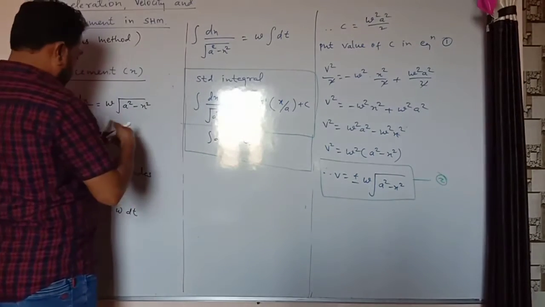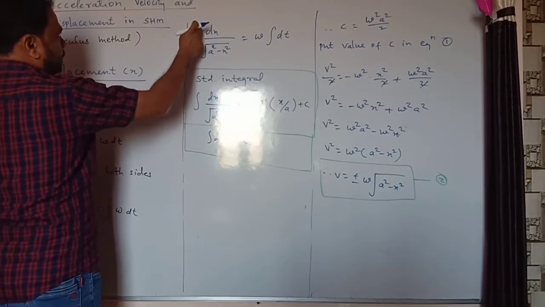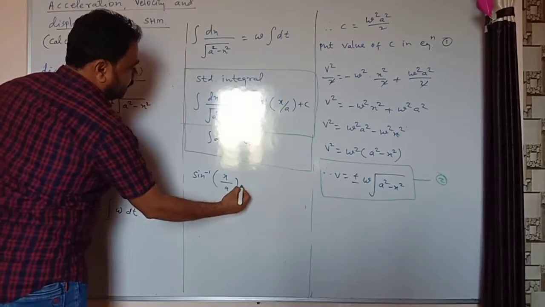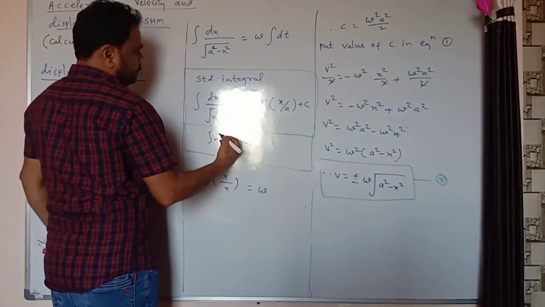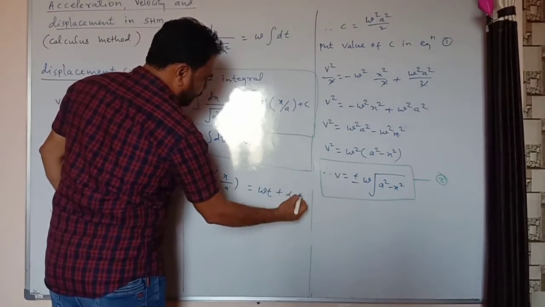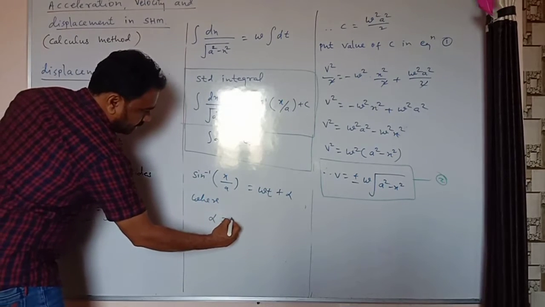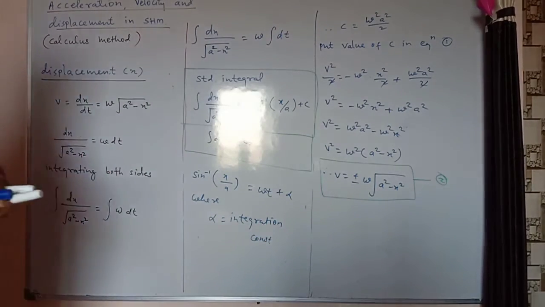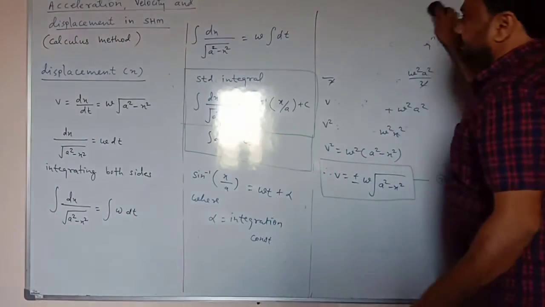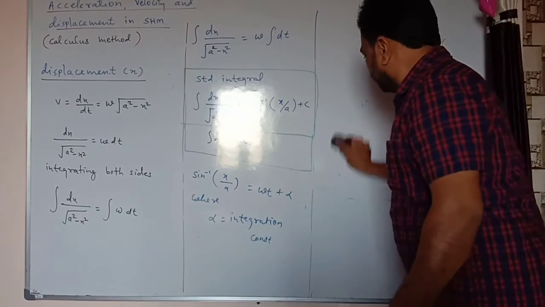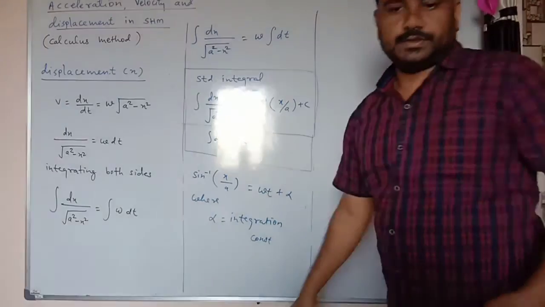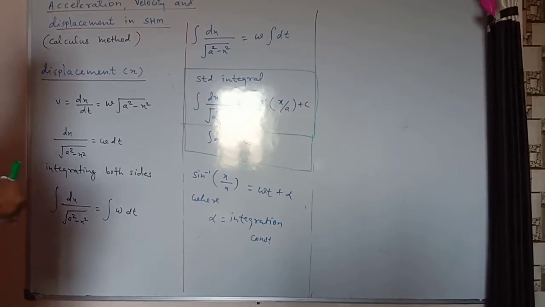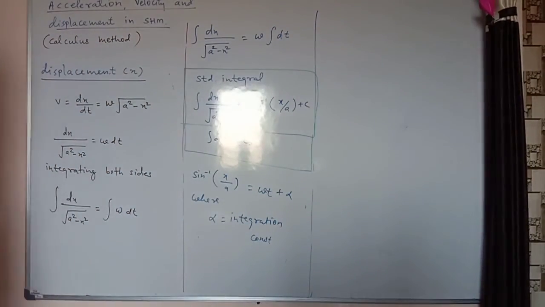Now substitute these formulas here. So what we get: instead of the integral of dx upon under root a square minus x square, we put sine inverse of x by a, is equal to omega, as it is, integration of dt, that is omega t plus alpha, where alpha is the integration constant. So this is the term.